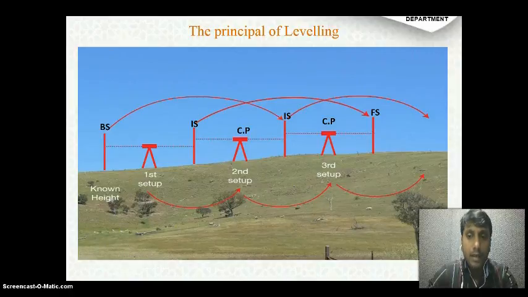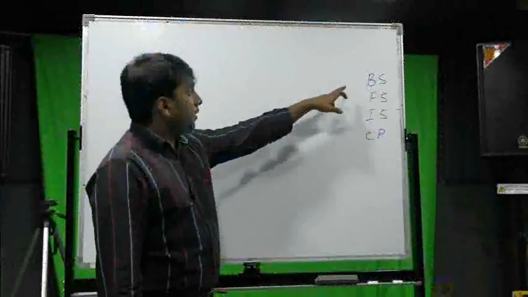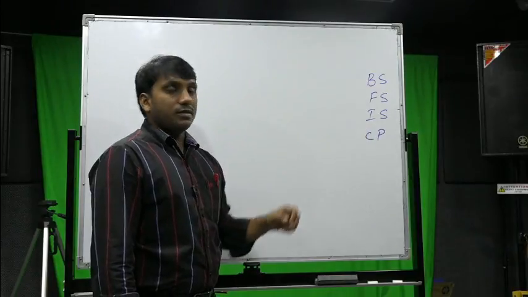I'll try to explain it on the board so that you can understand clearly what is backsight and what is foresight. I'm here to explain about BS, FS, IS and CP.